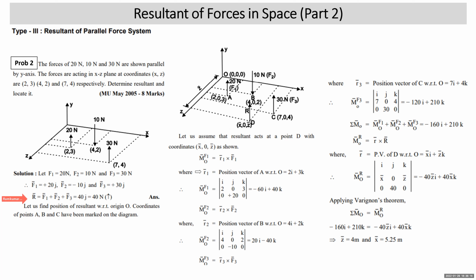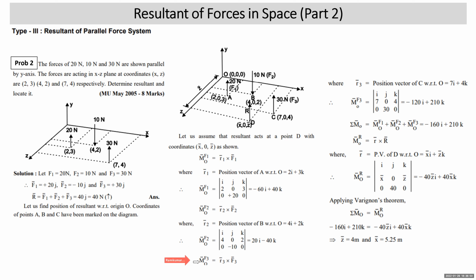So we will find the moment of F1 about O, which is R1 cross F1. R1 is the position vector of point A with respect to the origin, so 2i plus 3k, as the origin is (0, 0, 0). Then the moment of F1 about O is the determinant of i j k, 2 0 3, 0 20 0. The moment of F2 about O is R2 cross F2. R2 is the position vector of point B with respect to O, so 4i plus 2k. The moment of F2 about O is the determinant of i j k, 4 0 2, 0 minus 10 0.